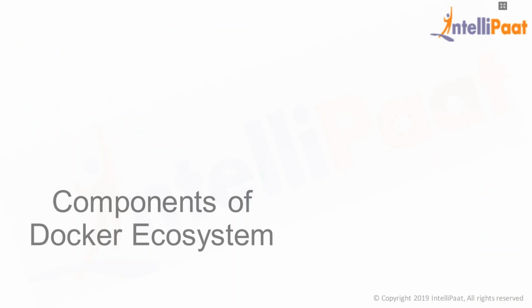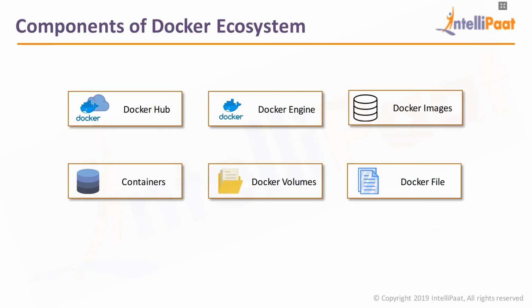So this is what we have in Docker. The components of the Docker ecosystem are important to know. We have Docker Hub, where all the public images are available. Even some companies use Docker Hub as their registry, where they keep their own private images. Then we have the Docker engine, which is used to manage all the containers on your system.